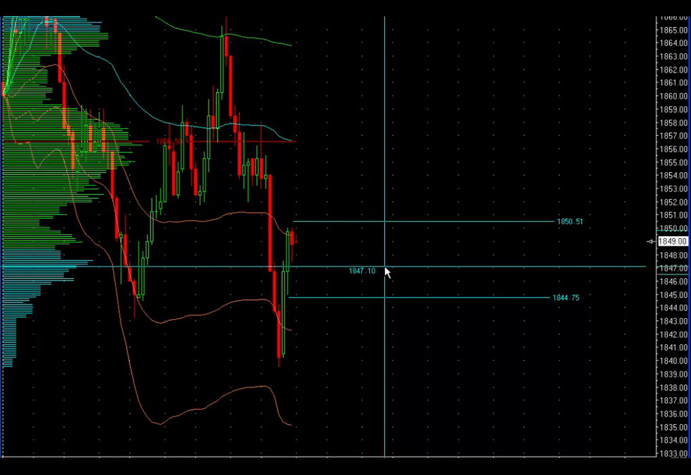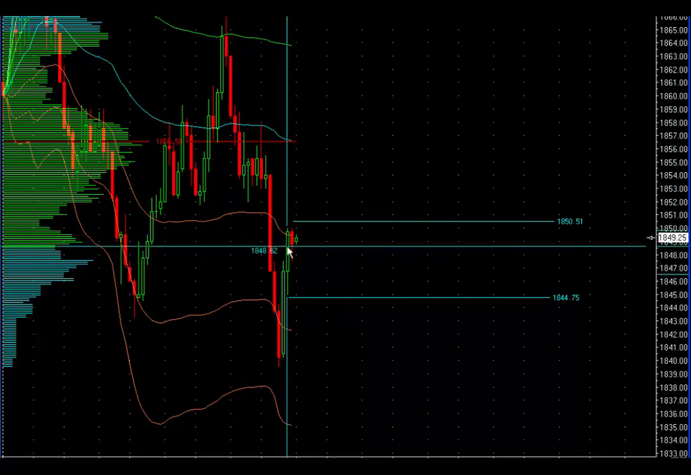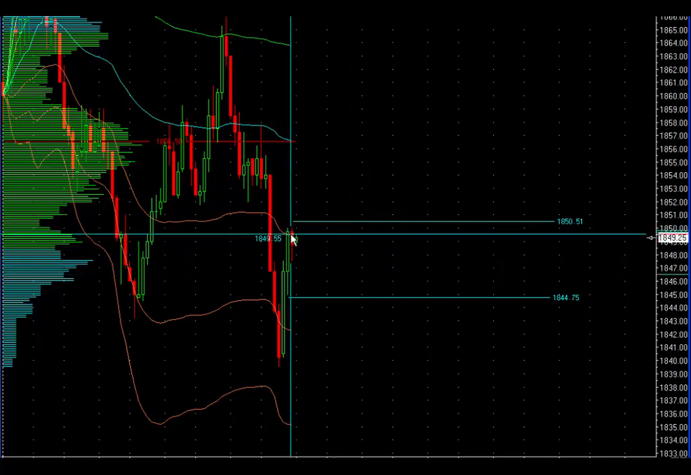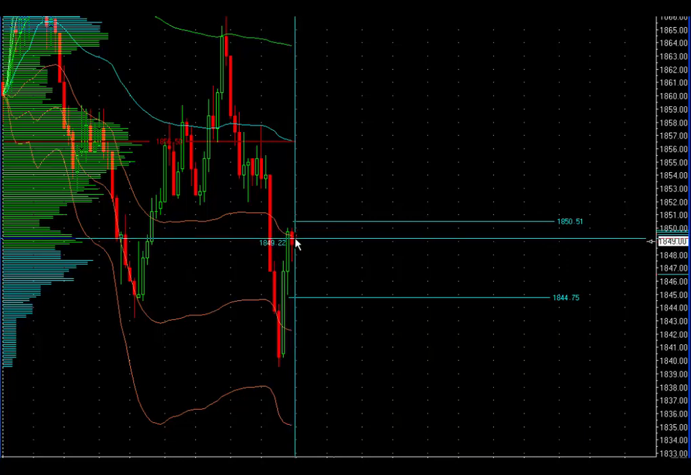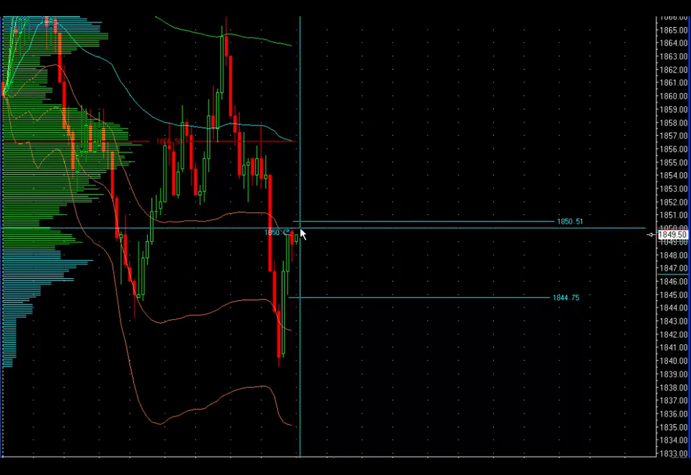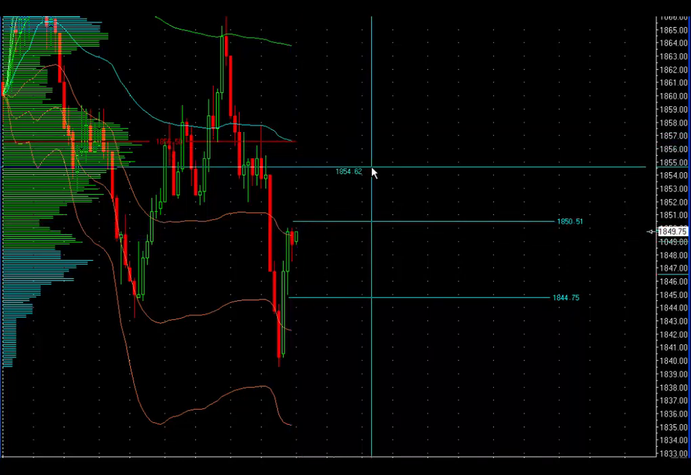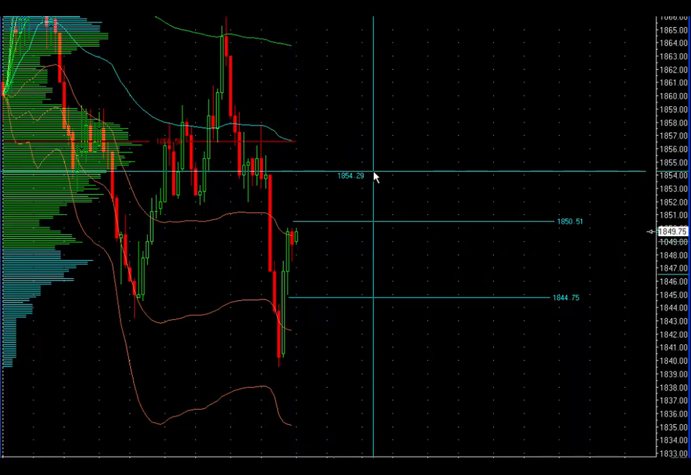That's using the Shapiro effect. The Shapiro effect says we had an up bar and then we had a down bar which touched the first standard deviation on the reversal. Now we're waiting for the next up bar to exceed that high, and we would hopefully follow that up to the VWAP.